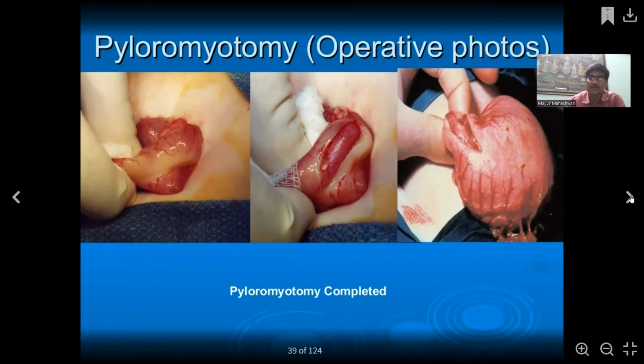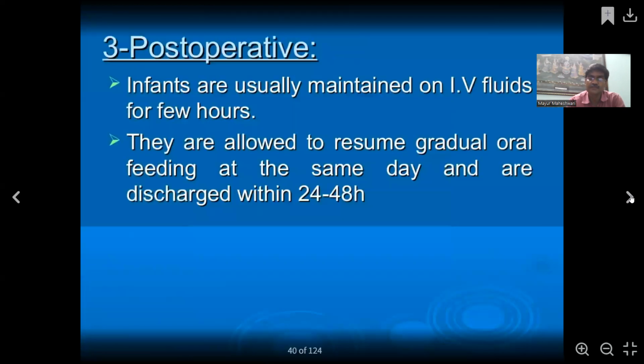These are some of the photographs of the pylorus. This is showing a completed pyloromyotomy. Post-operatively, infants are usually maintained on IV fluids for 12 to 24 hours. Then gradually you resume oral feeding, usually on the second day, and the patients are usually discharged within 2 to 3 days.